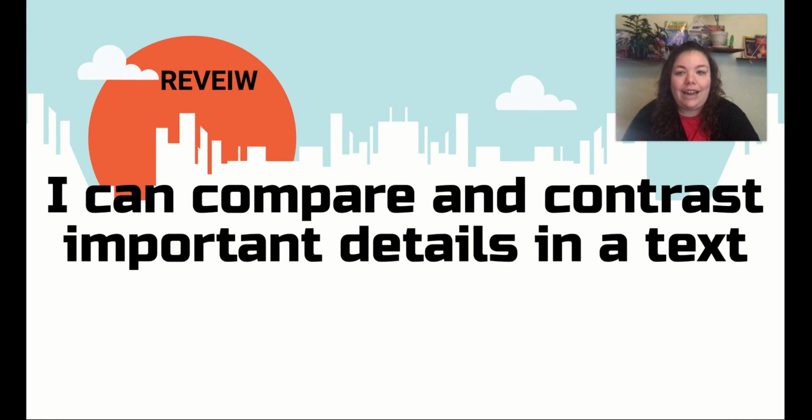So in our video today, we talked about how we can compare and contrast important details in a text using those words who, what, where, when, why, how. We also talked about how compare and similar are both kind of the same thing. They're going to be used a lot together, and that similar really means things that are almost the same, but not exactly.